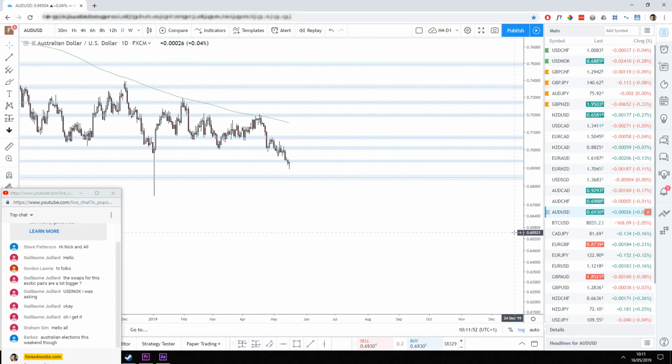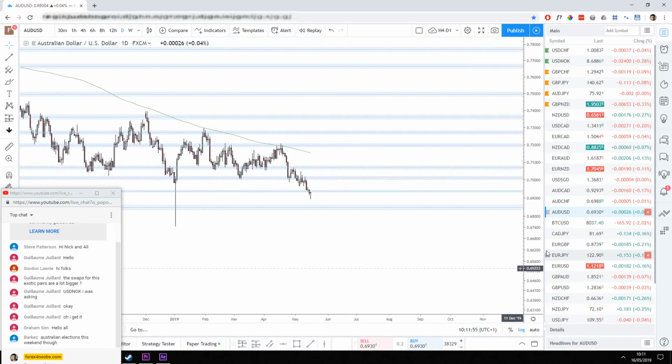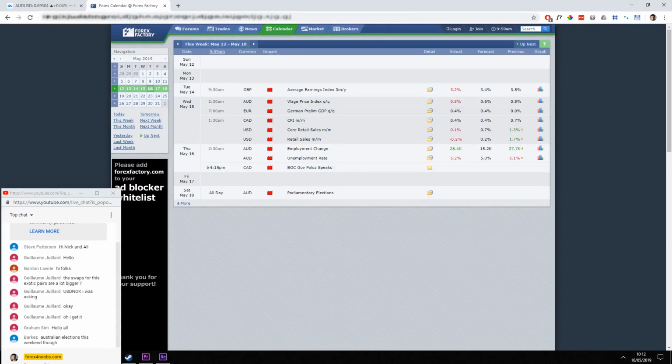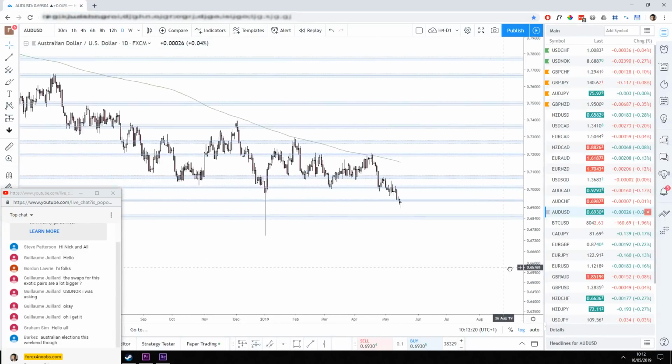Yeah, I know the elections are on this weekend. Actually, that brings up a good point. I haven't looked at the calendar. Sorry about that. I forgot to do that part. Today we have some Canadian news. It's a speech, so as always, that's something you need to be careful of. BOC Governor Poloz is speaking, and we have the parliamentary elections from Australia, which obviously is a big one for the Aussie dollar.